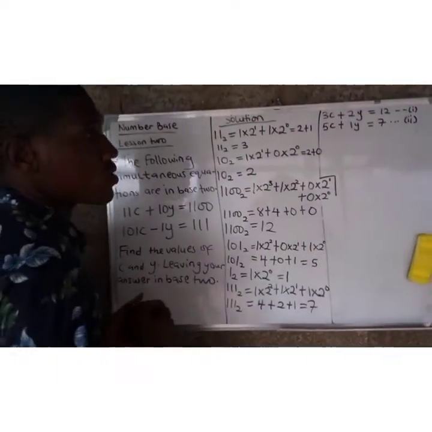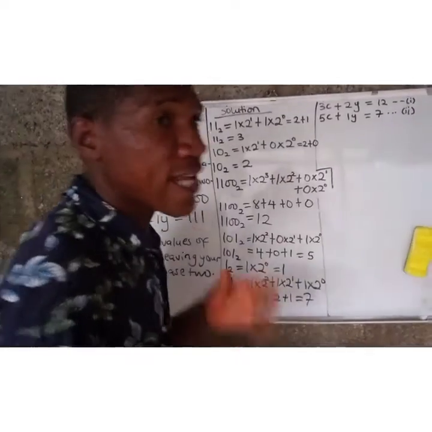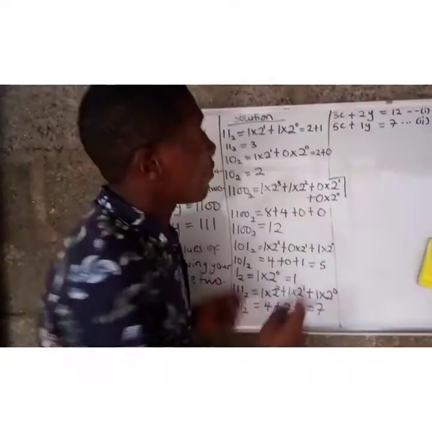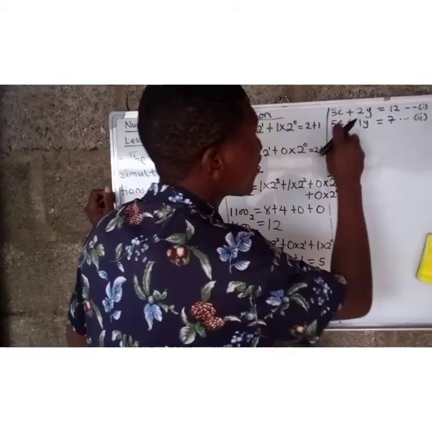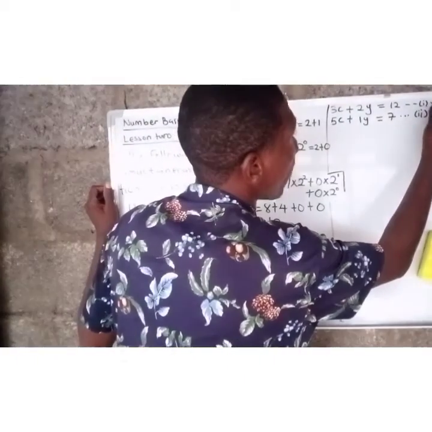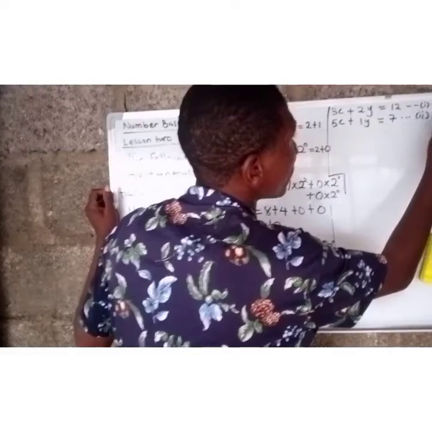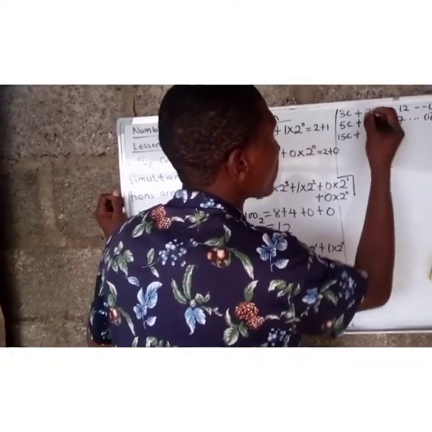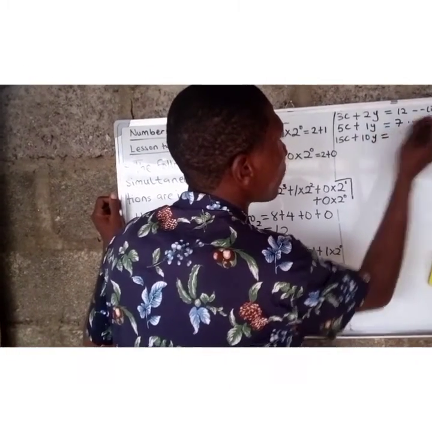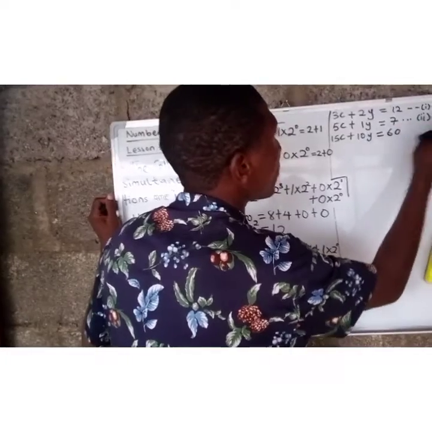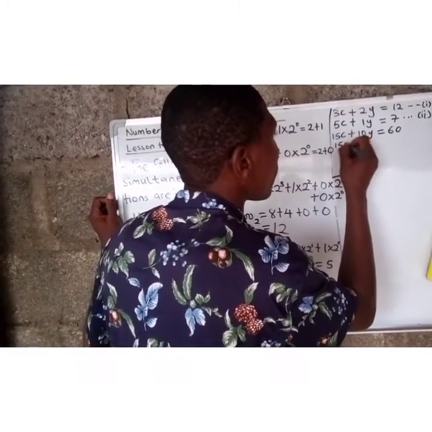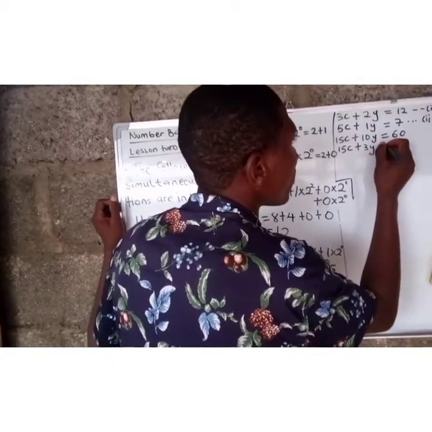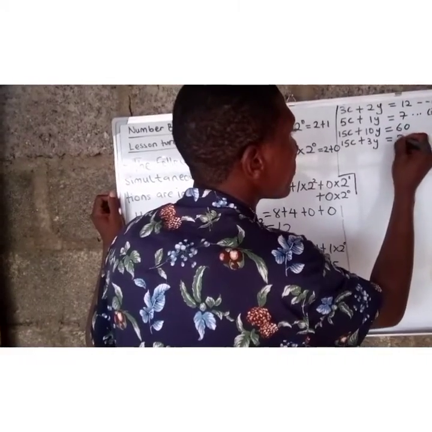So it's a simultaneous equation, so I have to solve it using the elimination method. The coefficient of c here is 3, and the coefficient of c here is what? 5. So I'll multiply equation 1 by 5, and multiply equation 2 by what? 3. So 5 times 3c will give me what? 15c. Plus 5 times 2 is 10y is equal to 5 times 12 is what? 60. 3 times 5c is what? 15c. Plus 3 times 1y is what? 3y. Is equal to 3 times 7 is what? 21.